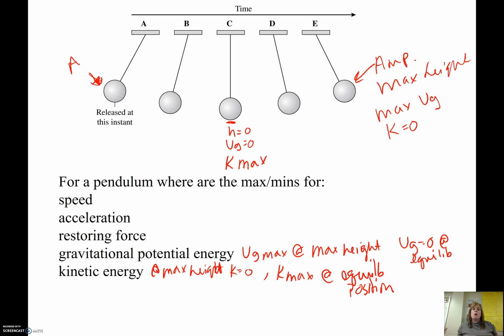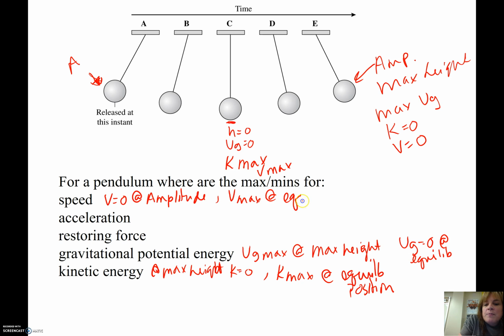Now, that means we can go back to looking at speed. At the amplitudes, if I have 0 kinetic energy because I've stopped, that means my speed is 0, right? In order to turn around and come back, I have to stop. So the speed is 0 at my amplitudes, or my maximum height. And if kinetic energy is a maximum at the lowest point of the swing, then my speed must also be a maximum at that lowest point. So V is a max when I'm at equilibrium. So V max at equilibrium.